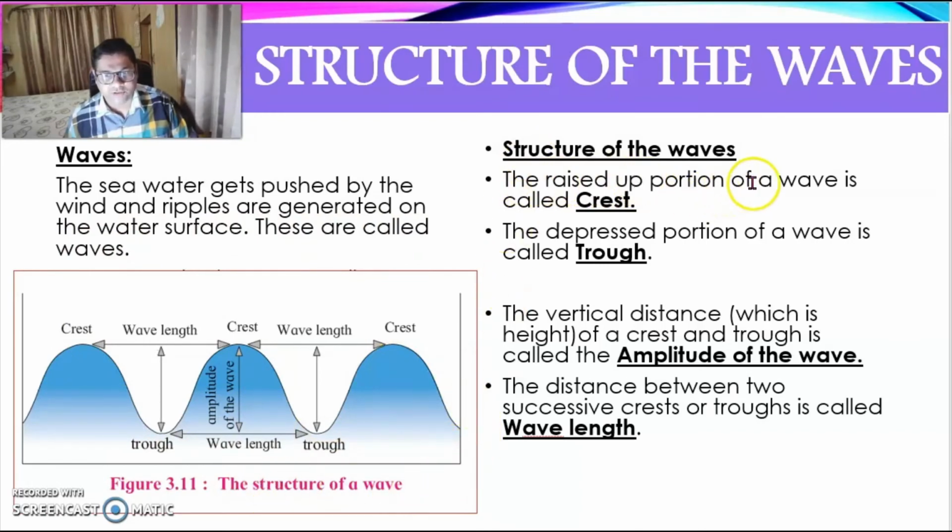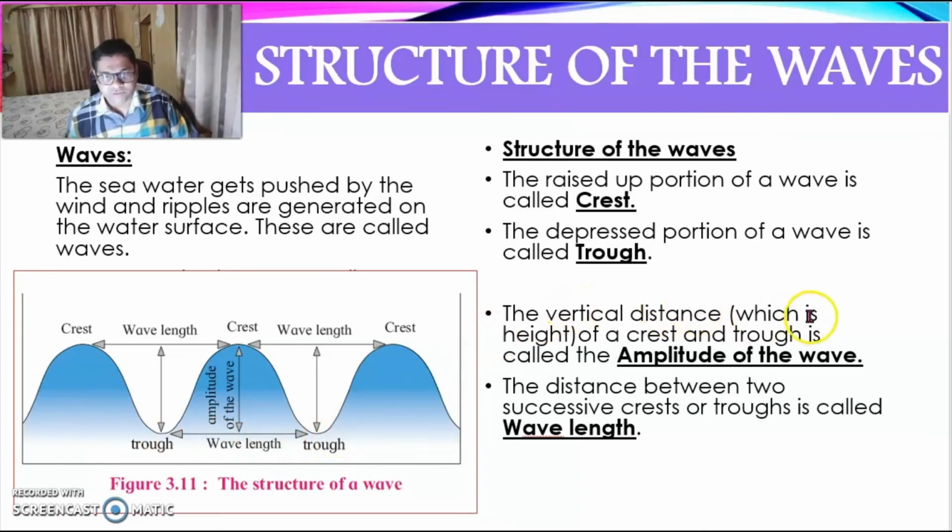The raised up portion of a wave is called a crest. See this raised up portion, this is called a crest. The depressed portion of a wave is called a trough. This one, the depressed portion. Crest is the top, the raised up part. The depressed portion, which is a curve down, is called a trough. You see one trough is here, one trough is here.